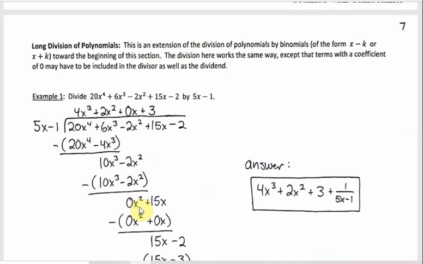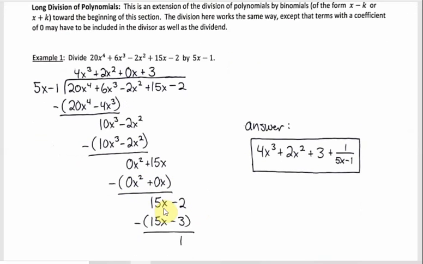So 0x squared plus 15x. And then, well, what do you multiply 5x by to get 0x squared? 0x. That'll give you 0x squared. So you get 0x squared, and then plus a 0x, and 0x times 1 is 0x. Subtract that out. All you're going to be left with is 15x, and then you bring down that minus 2.